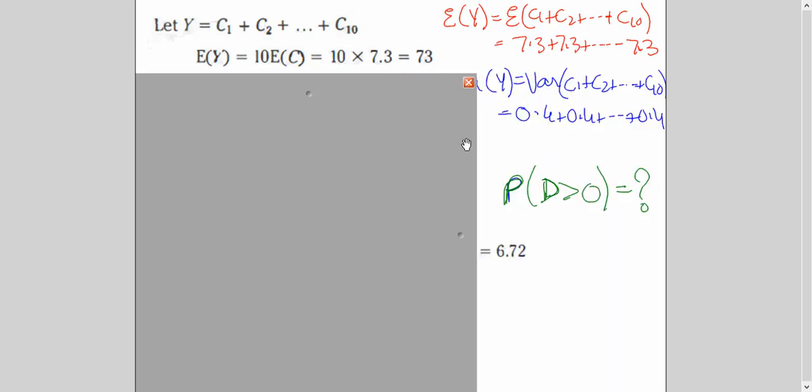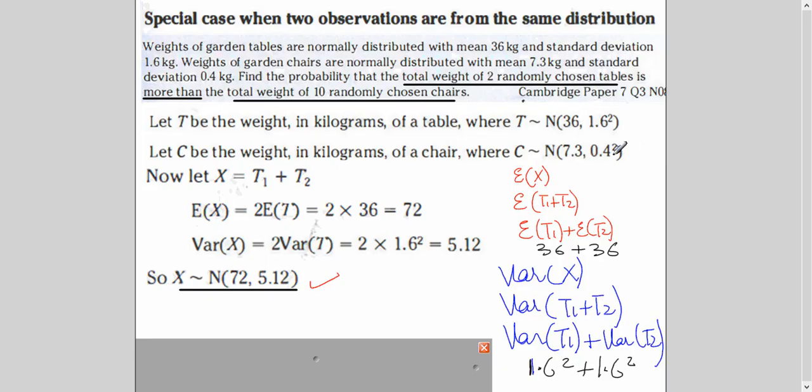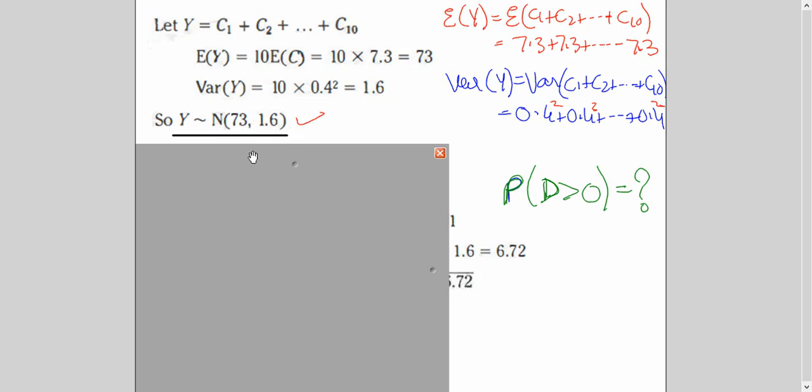Similarly, for variance of y, I am adding the variance 10 times. So 0.4 plus 0.4, 10 times. It means straight away I can write 10 multiplied by 0.4. Sorry, it was a square. I forgot to write. It was 0.4 square, right? So 0.4 square. So you will get the distribution for 10 chairs. So now you have a distribution of 2 tables and distribution of 10 chairs.